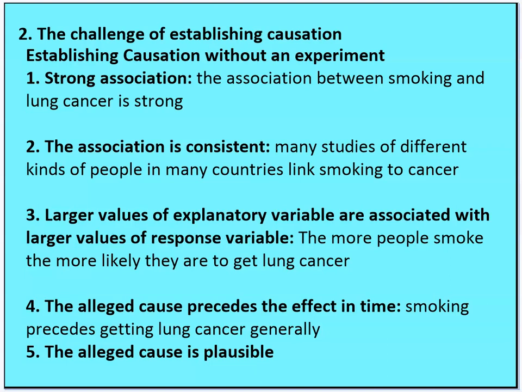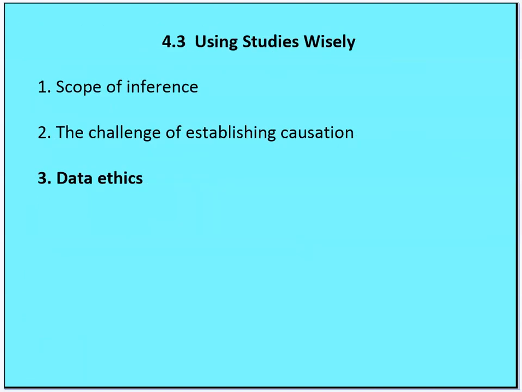The alleged cause precedes the effect in time. Smoking generally precedes getting lung cancer, and the alleged cause is plausible. It's plausible that if we take smoke into our lungs, it's affecting our lungs in a certain way that makes it more likely that that disruption will cause some abnormalities in cell reproduction. So there is a way of establishing causation without an experiment, but there need to be these criteria in place. All right, so let's talk about data ethics.